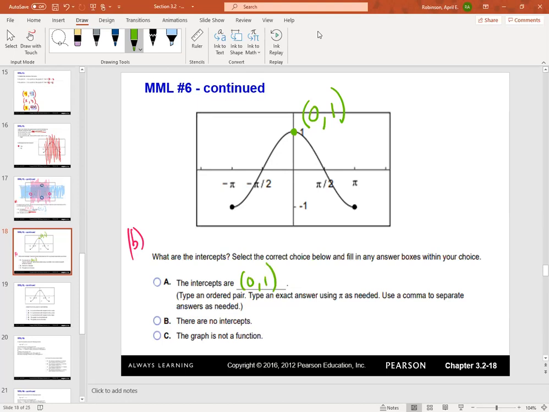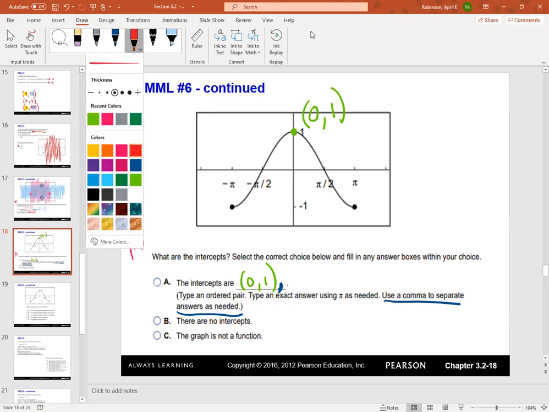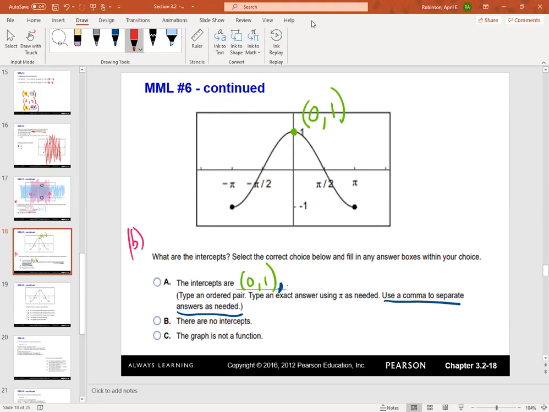Let's see, type an ordered pair, type an exact answer using pi as needed, and use a comma to separate your answers as needed. So there's my first one. And now I'm going to go look for my X intercepts. There's 2. This one here has the X coordinate of -pi/2 and Y is 0. So that's my next one.